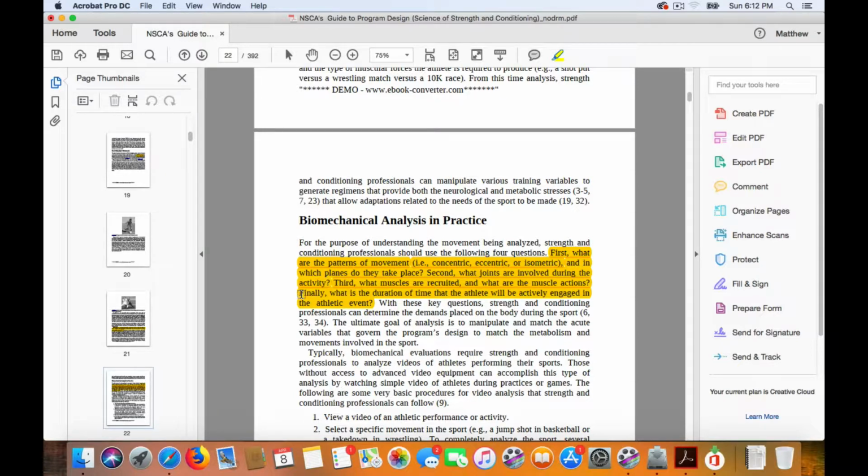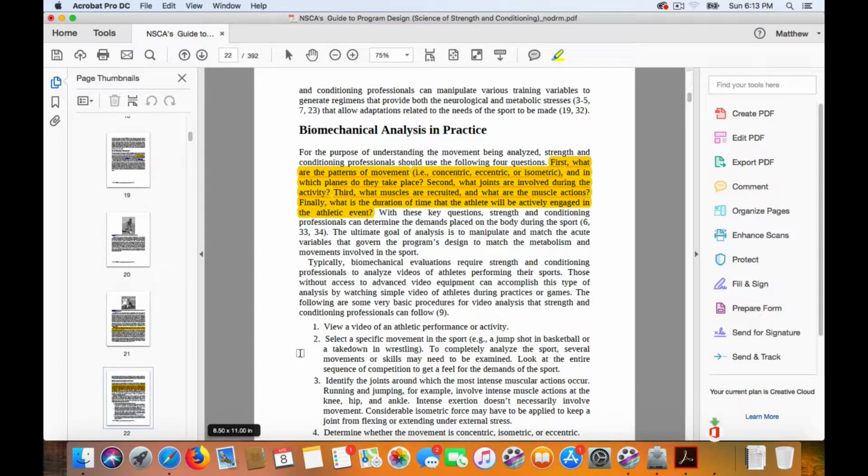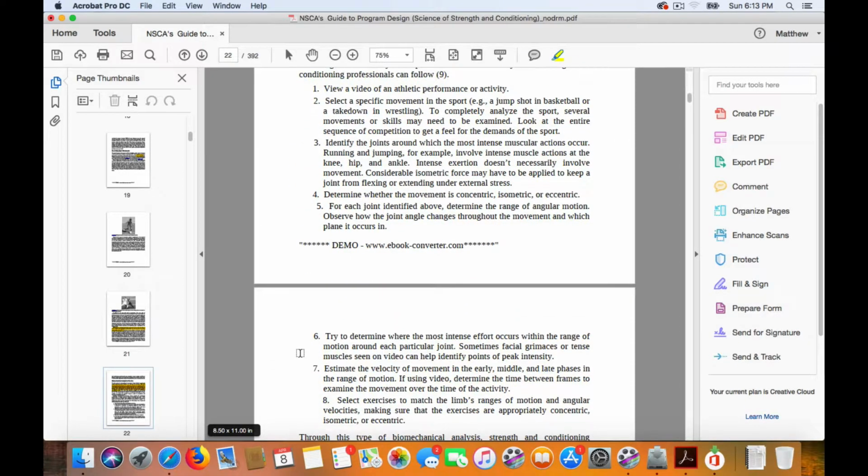Finally, what is the duration of time that the athlete will be actively engaged in the athletic event? So those are some key questions. You can even write those down when you're assessing each athlete if you're working one-on-one or with the sport, but also giving a fair amount of personalization to the positions.